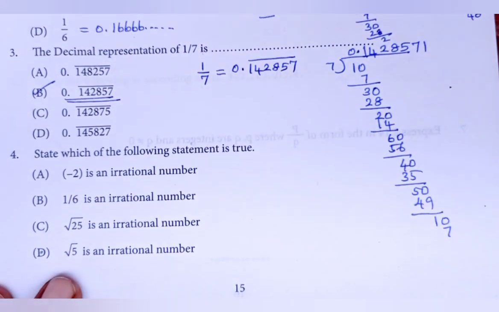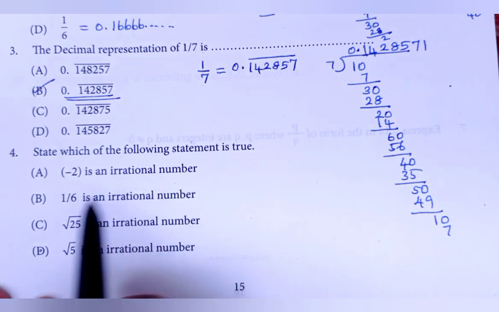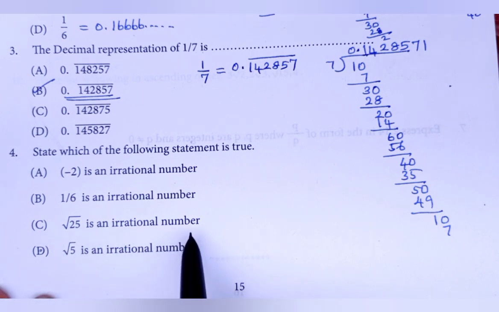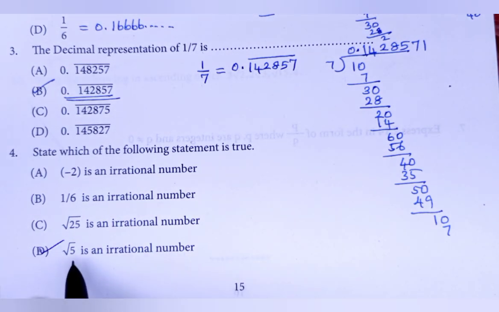Fourth question, state which of the following statements is true. Minus 2 is a rational number. 1 by 6 is also a rational number. Root 25 means we will get this as 5. That is also a rational number. But root 5 is an irrational number, since root 5's value will be 2.236 etc. It goes on. So this D option is the answer for the fourth question.